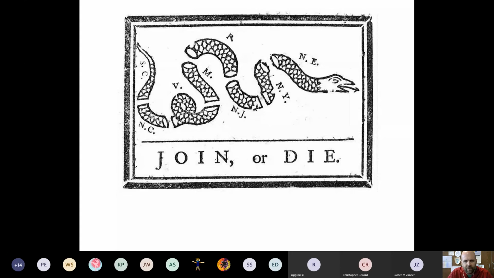Okay, but it's a very effective way of describing the reason why the colonies are stronger united together as one rather than separated, because obviously if you cut a snake up in pieces like that, it doesn't survive. And again, you're going to see a similar usage of this during the American Revolution to encourage the colonies to join together for the sake of the movement for independence. Okay, so I always find that interesting to show.